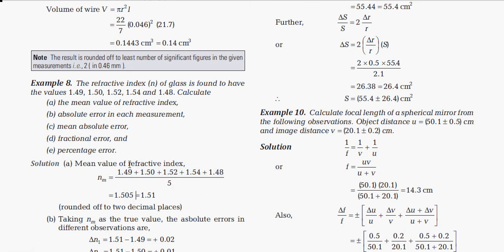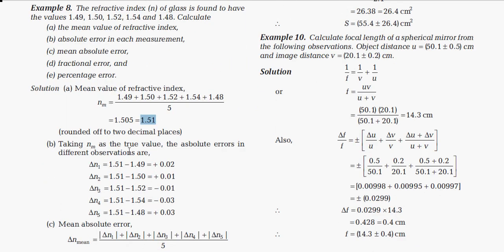As we know, for addition or subtraction we need to count the least number of digits on the right-hand side of the decimal. Here there are 50, 52, 54, 48, so 2 digits are there, so we'll keep this at 1.51, rounded off to 2 decimals. Let's find the second part, that is the mean absolute error. For mean absolute error, we need to subtract the mean from each value. The mean is 1.51. The actual value is 1.49. Keep this here, so we'll get this much value. The next value is 1.50, so we'll keep this as it is, and we'll get this value.